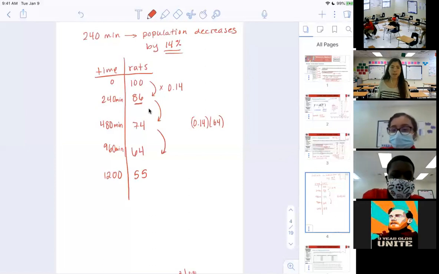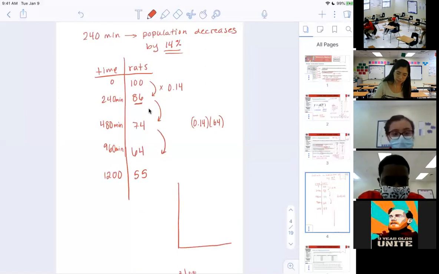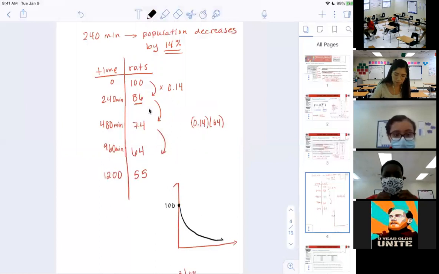That's the cool thing about exponential decay. And let me just finish it off. This graph, by the way, would look something like this. If this is my coordinate plane, the graph would start at 100 and it would go down like that. Wait, so miss, for every time you decrease in the population, the amount you're decreasing by also goes down? Mm-hmm.